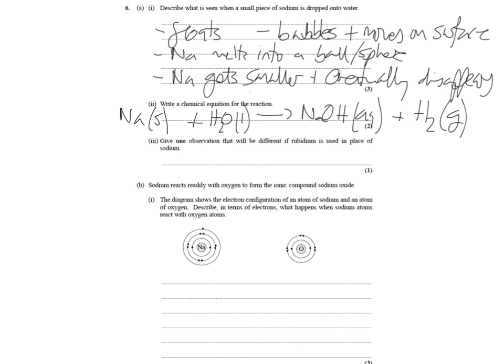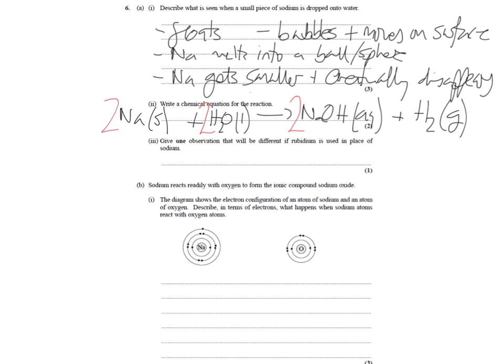So I think if I try and put a 2 there, that means we've now got 4 hydrogens on the left, and if I put 2 there, that means we've got 4 hydrogens on the right. It also means we've got 2 oxygens on the right, but we've got 2 oxygens here. That works out quite nicely. We've got 2 sodiums and only 1 sodium on the left. So we fix that by putting a 2 in there.